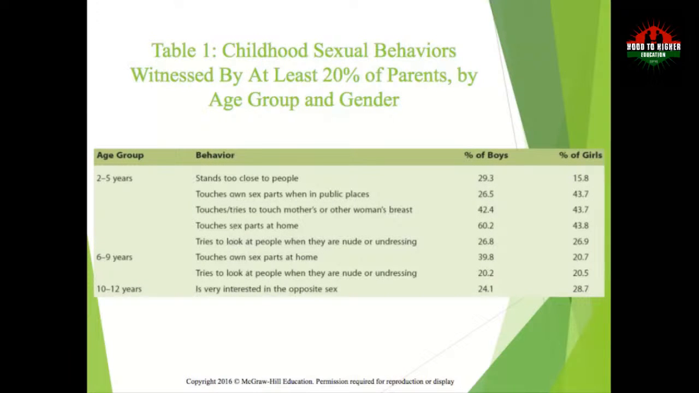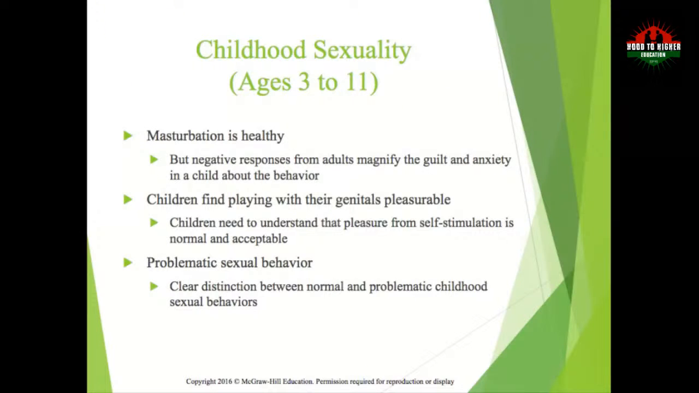So right here is a chart. This chart exemplifies the childhood sexual behavior witnessed by at least 20% of parents by age group and gender. Pause your video and take time to look at the behavior that happens between the ages of 2 to 5, the behavior that happens between the ages of 6 to 9, and also further, the behavior that happens between the ages of 10 to 12. Childhood sexuality, ages 3 to 11.